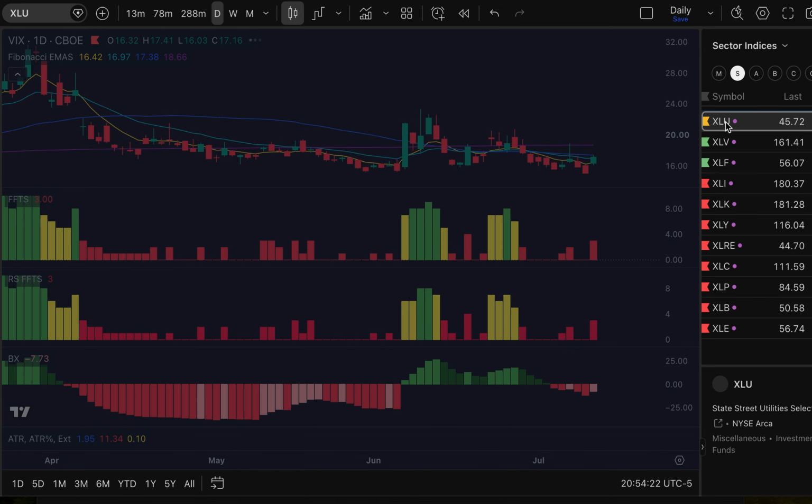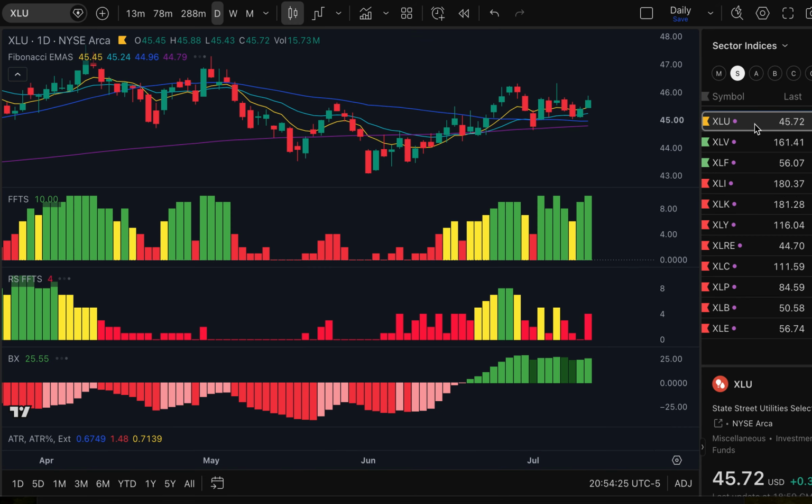We'll start with the utilities, XLU. It does have a 10 out of 10 on the trend stack, but relative strength trend is only 4 out of 10. Momentum is positive, so we've got 2 out of 3 working good.